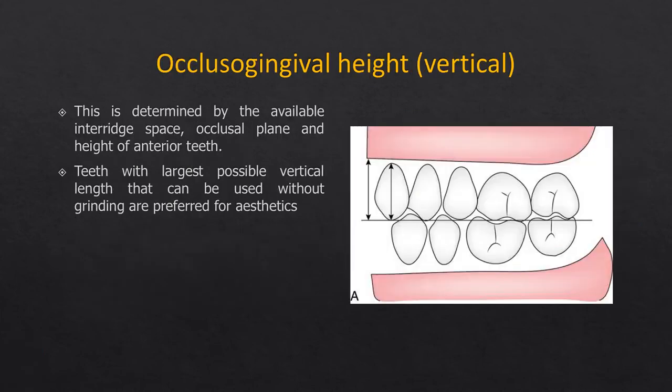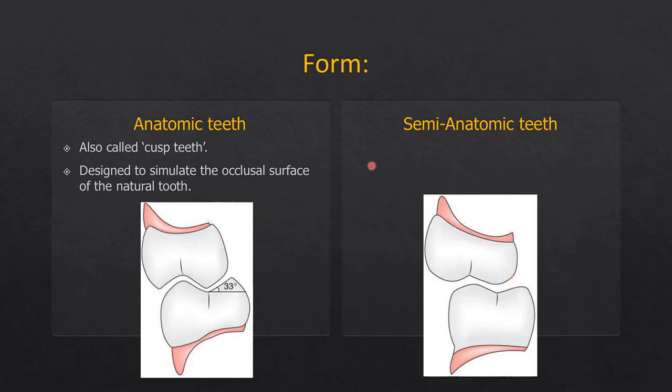Now coming to the occlusogingival height, the inter-arch space is very important for the selection of the tooth mold. If we have sufficient inter-arch space, then we can select a larger tooth mold. But if we have restricted inter-arch space, we will have to select a shorter tooth mold, or grind the teeth to fit into the inter-arch space between the parallel ridges. Next is the form of the teeth.